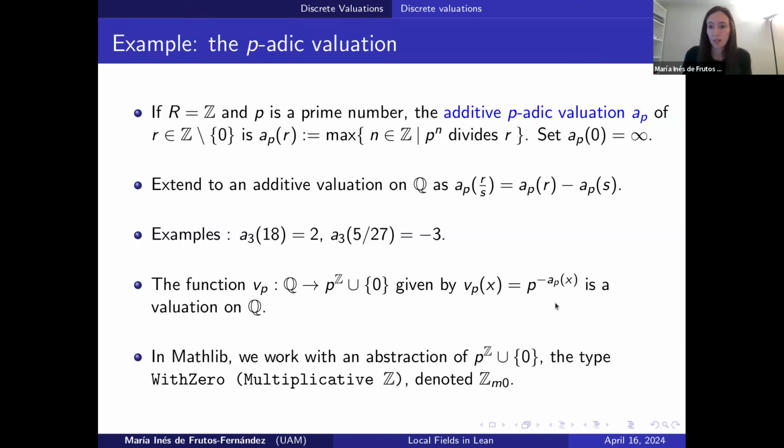One technical detail about the formalization is that in Mathlib, instead of taking p^Z ∪ {0} as the codomain, we are going to take an abstraction of this, which is denoted ℤₘ₀. And this is a type that we construct first by taking a multiplicative version of Z. So essentially, this is like taking p to the Z, but without actually having to choose a base p for this exponential. And then once we have this multiplicative version of Z, we add a 0 element with this class WithZero. Okay, so whenever you see ℤₘ₀ in the talk, you can replace it in your head, if you like, by p^Z ∪ {0}.